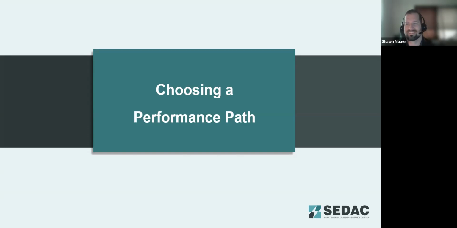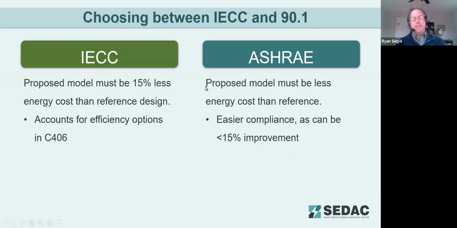I can't remember. Yeah, as far as when we're choosing a path, now that we've talked about where these are the same and different, what's perhaps going to lean us one direction or another. So with that, the Iecc, as we touched on earlier, the proposed model does need to beat the standard reference design by at least 15% in order to account for those additional efficiency options that are found in the prescriptive path.